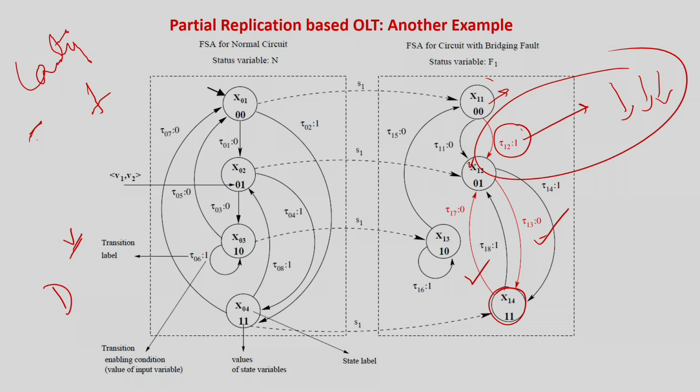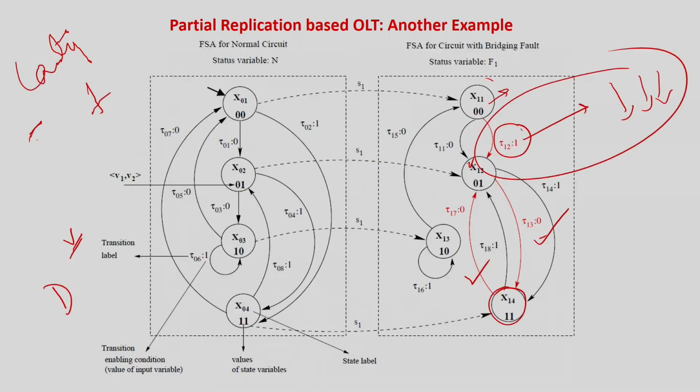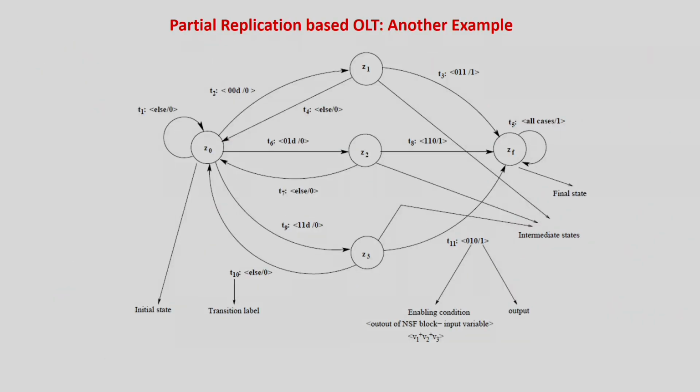So if you ask me which faults to keep and which faults not to keep, that is very simple. Which faults are very important and somebody told you they are most frequently occurring in your online operation of the circuit, just take these faults, all others you drop. So therefore, this partial replication based circuits idea is very simple.